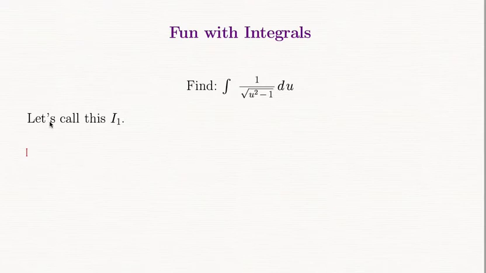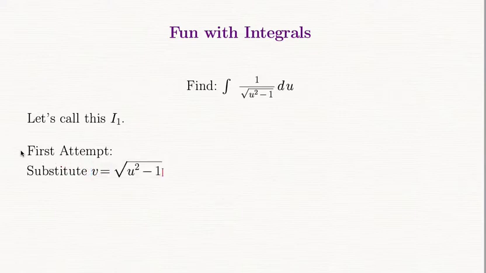So what's the most natural thing one can think of when working with such an integral? Look at the denominator. The denominator looks like square root u squared minus 1. So maybe this is the thing that we want to apply a substitution to. Okay, let's go ahead and try that. Substitute v is equal to square root u squared minus 1.